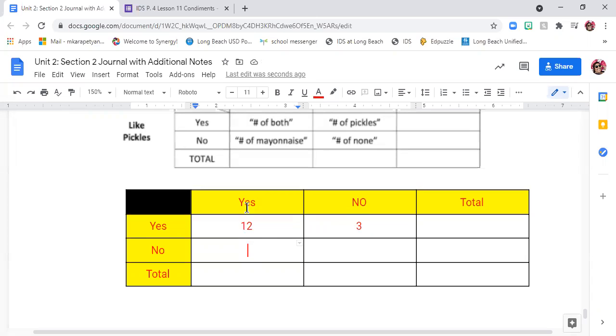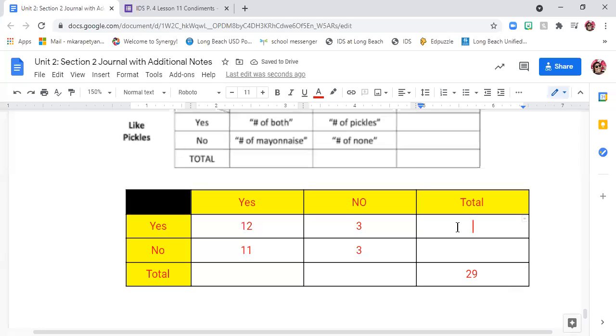Okay. So in this intersection here, this is yes mayo. Which one means yes mayo, but no to pickles? Mayo only, right? That was 11. Okay, so this one is no mayo and no pickles. So that's going to be 3 as well, because that's our none category. So for the intersections here, we had a total of 29 people surveyed, so whatever these totals are should total to 29.